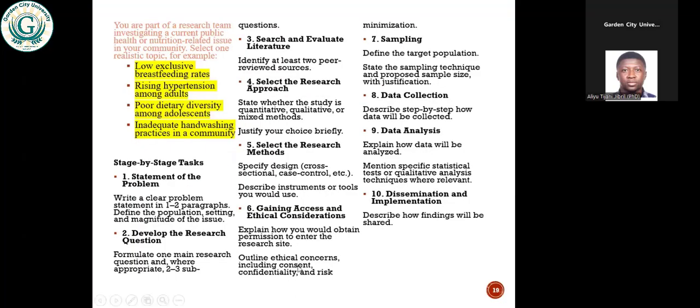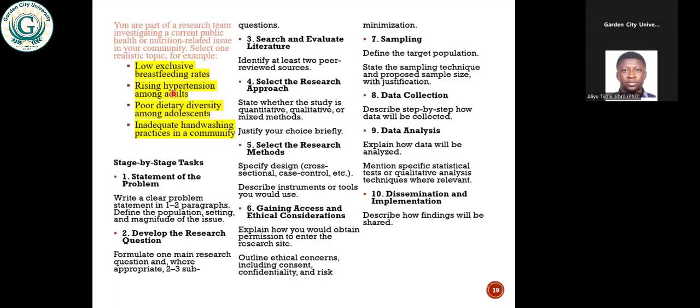All right, so I believe you can now see. Let me use the pointer. Where the pointer is, this is the question. You are part of a research team investigating a current public health or nutrition related issue in your community. Here I've given examples that I've highlighted. I've written the question or scenario in red, and then some examples in black, highlighted in yellow. So now you can decide to select any of these examples.